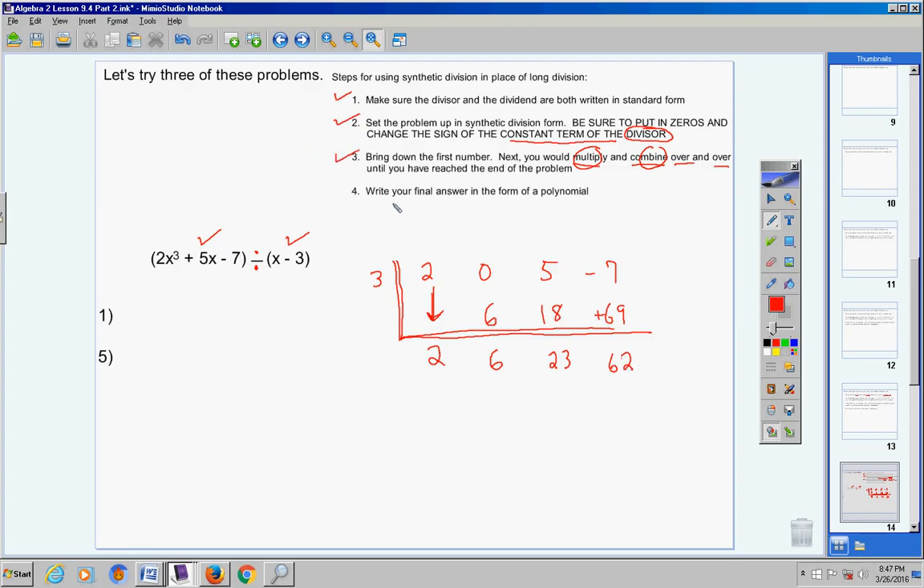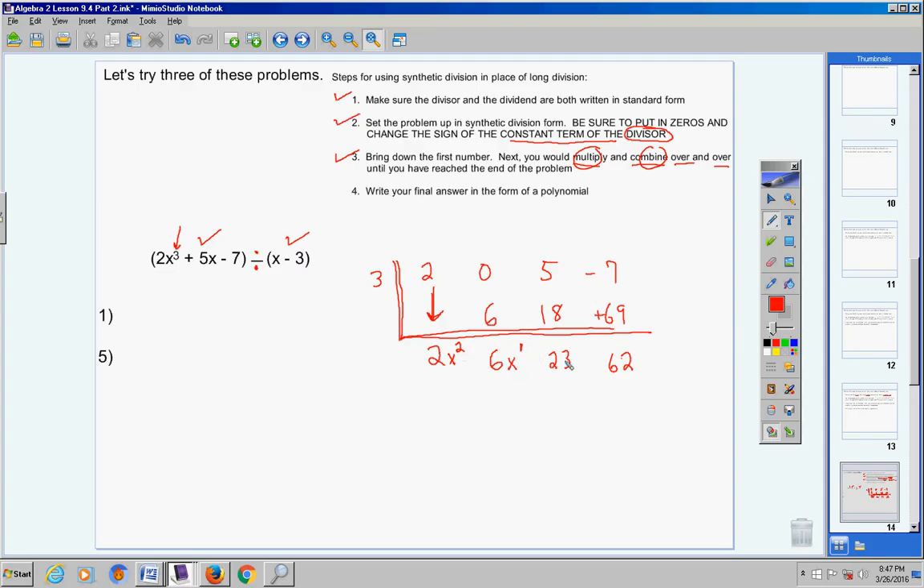Last step, write your answer in polynomial form. Oh, this is so easy, guys. Look at the degree of your dividend. It was 3, right? See that? It was 3, correct? Always go 1 less than that. What's 1 less than 3? 2. So here you put an x squared. Next you put an x to the 1.